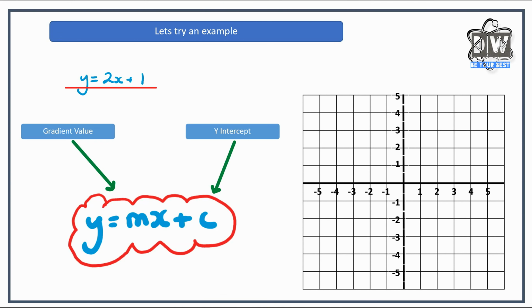But remember this one here, it's got a gradient value of 2. It starts at 1. So we'd put a little mark there. We'd go out 1 and up 2. And then we'd draw our line through those 2 points. Can we see here that this one has a gradient value of 2?